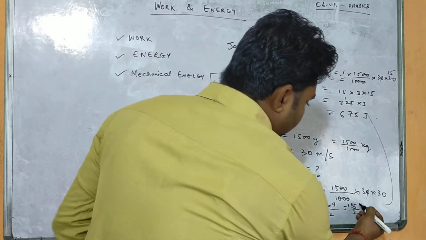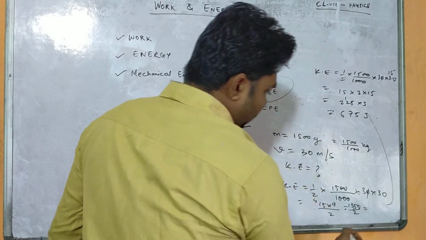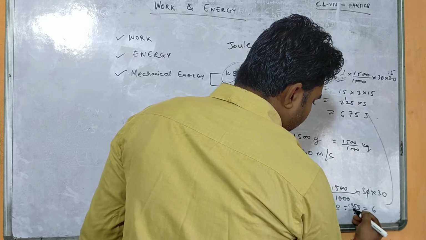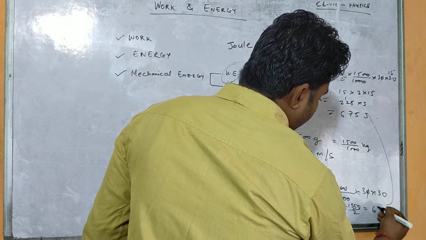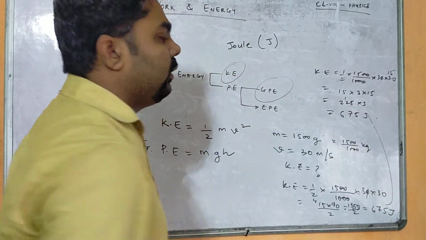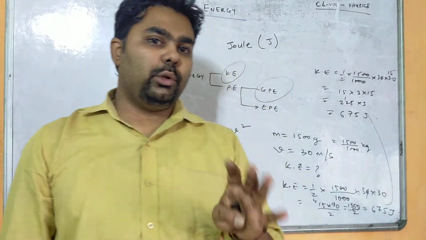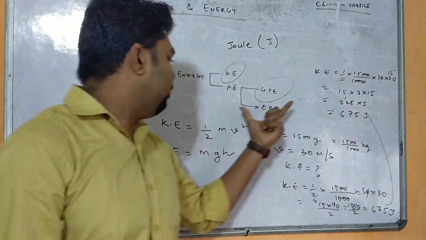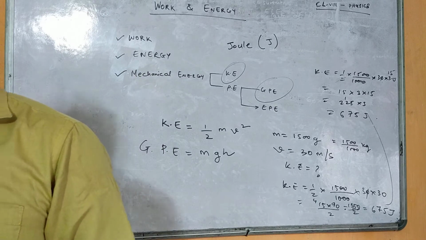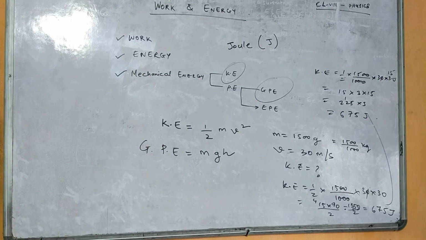Okay, so when 30 will be there, here 90, that means 2 6s are 12, 2 7s are 14, 2 5s are 10, that means here also 675 joule. Okay, so this is how we calculate. If we know mass, if we know velocity, then we will put in this formula. Okay, so easily we can calculate kinetic energy and gravitational potential energy.